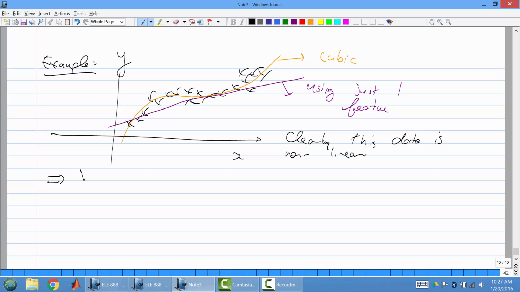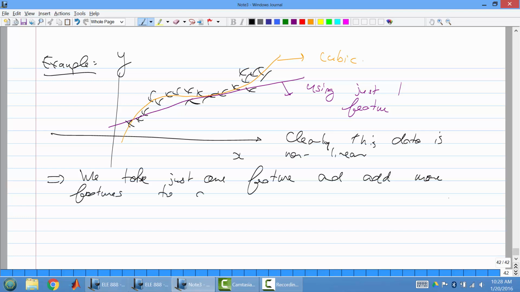So we take just one feature and add more features to get a better fit.